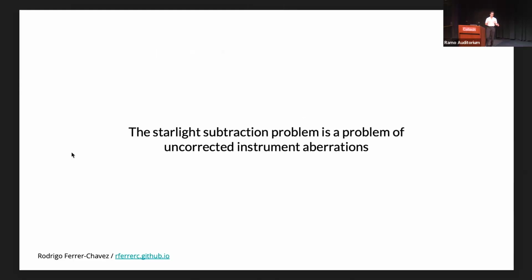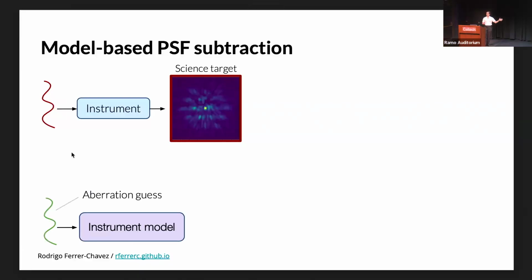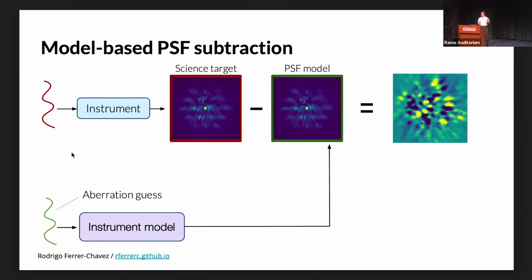So the most natural thing to try is to correct for those aberrations. This takes us to model-based PSF subtraction. We have our science instrument and our aberrations and our image, but instead of a library of different references, we have an instrument model with a guess for these aberrations. Because these are also imperfect, you will not get a perfect model at the beginning, but you can iterate through this process, right?